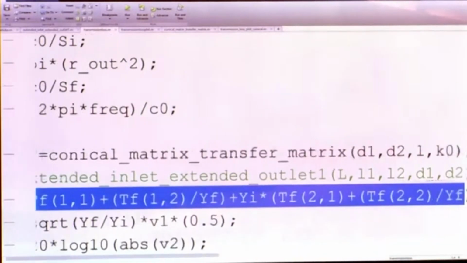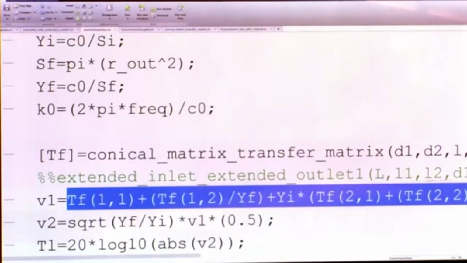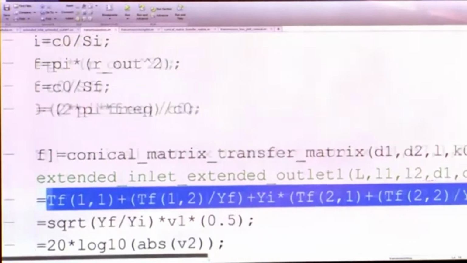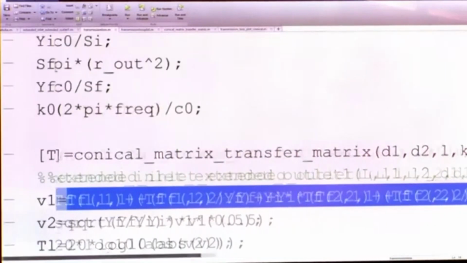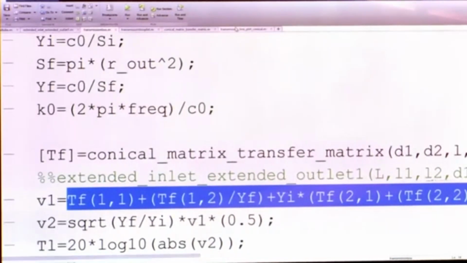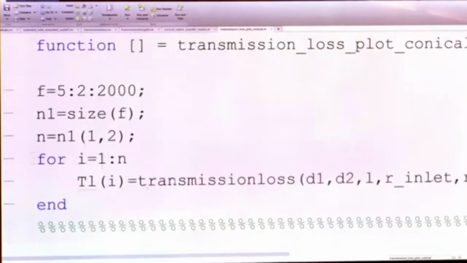Now, notice that y I and y f are nothing but these ones. So, y I is multiplied throughout. Now, clearly when y I and y f are the same, then this is just unity, this will cancel out. So, we can do a whole lot of things, and then finally these parameters and transmission loss, this function is invoked by the main calling routine, transmission loss plot conical duct.